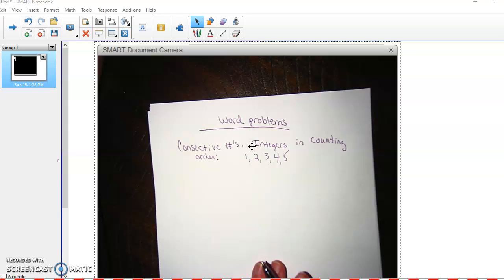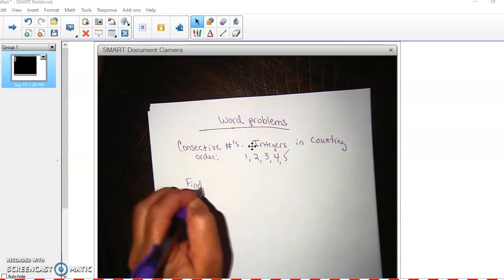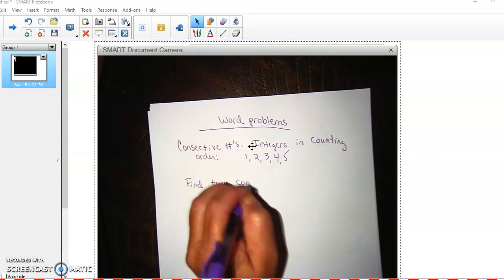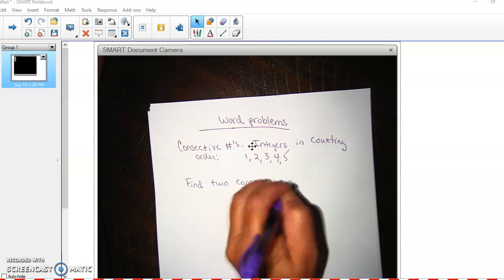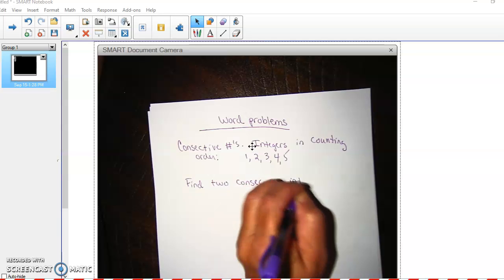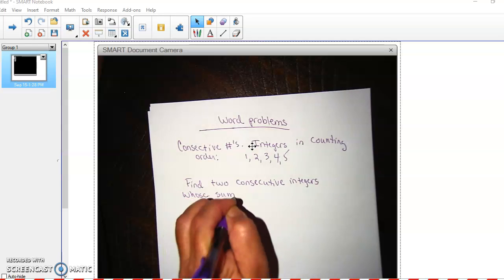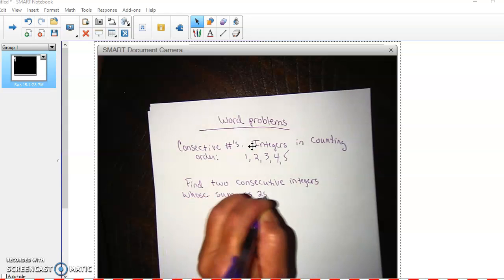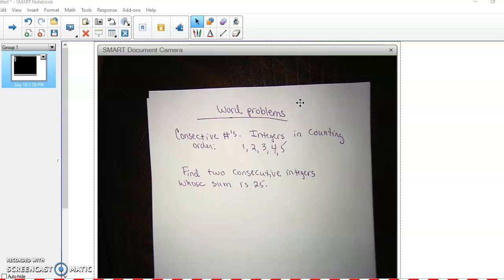Those are in order. So if I asked you to find two consecutive integers whose sum is 25, how would you do that? You have to be able to write an equation in algebra. I know you can sit there and guess and check and figure it out, but you have to be able to set it up.